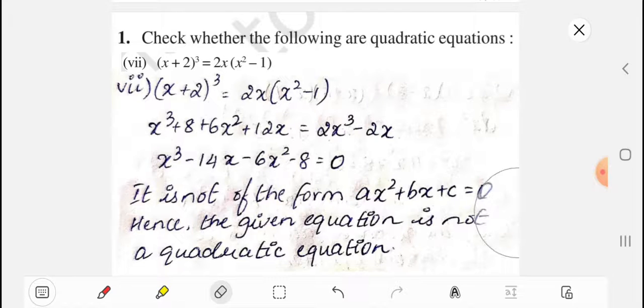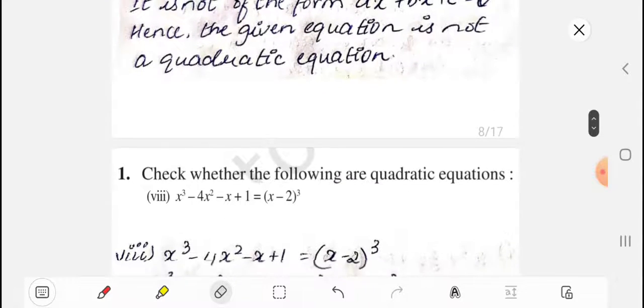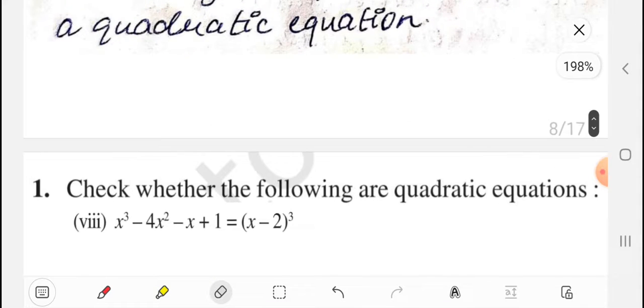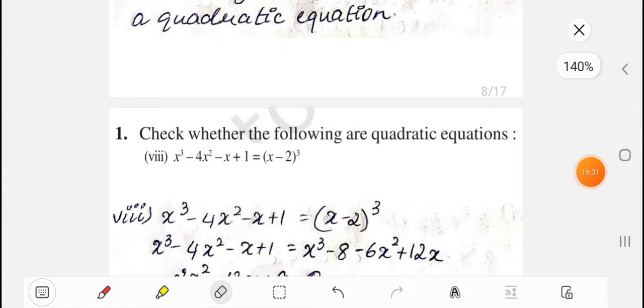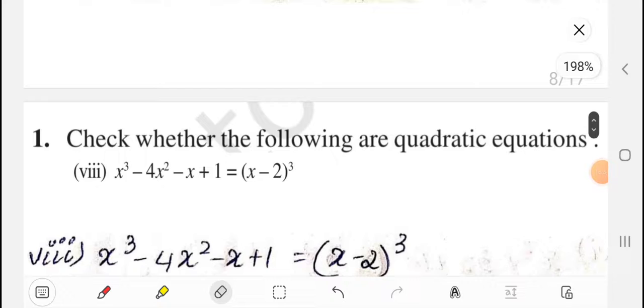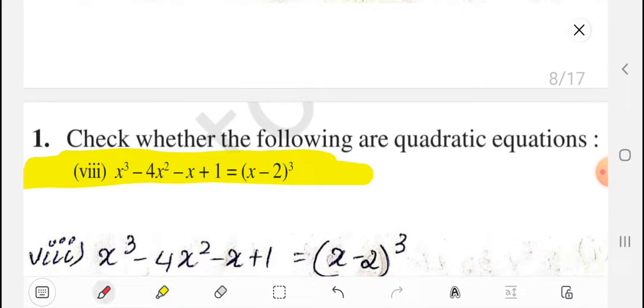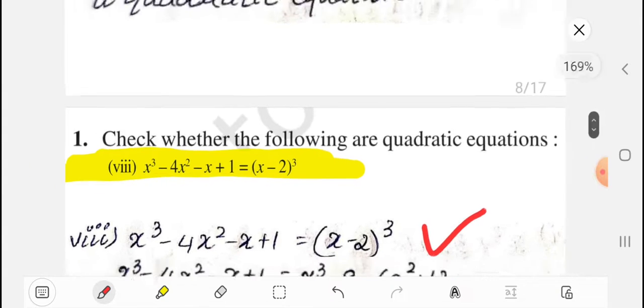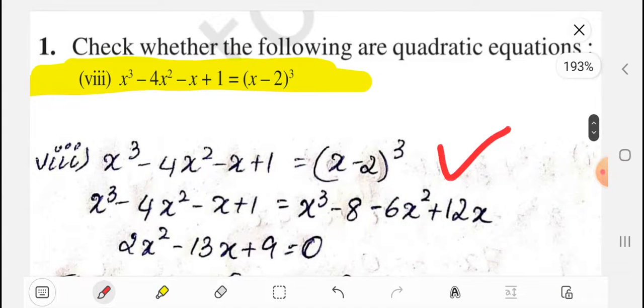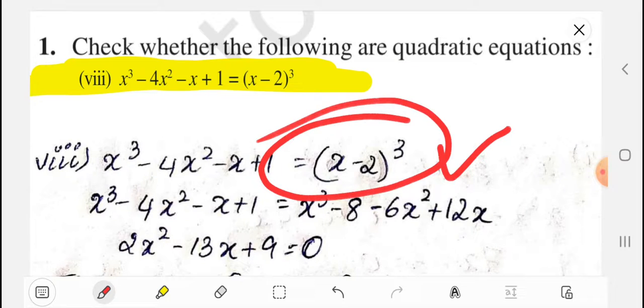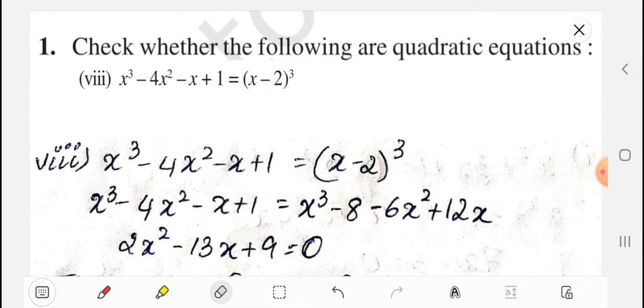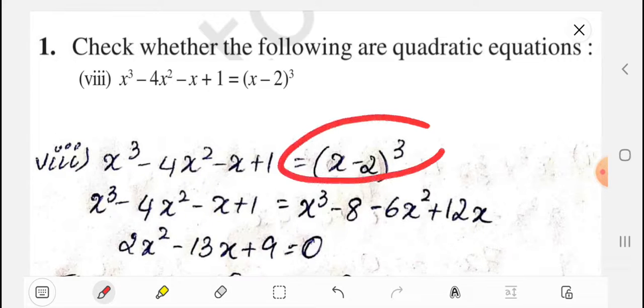Done with it. Let's go ahead. Question number 8. We can see the LHS part is almost simplified. In this question, first step, write down the question itself. Second step, look for the simplified version. RHS is not simplified, so go ahead and try to simplify the RHS.